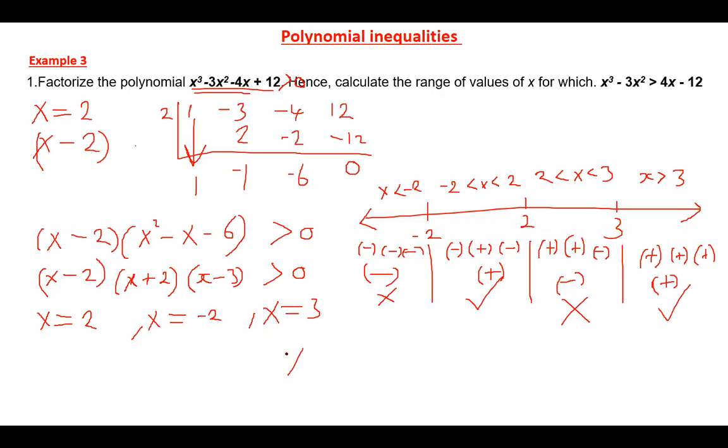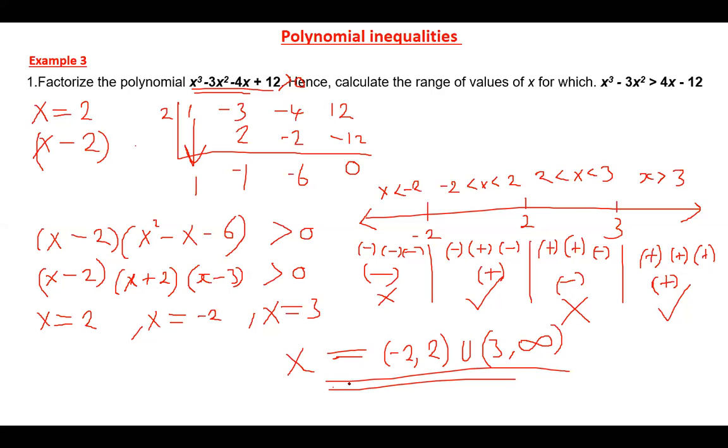So now how you conclude is you say therefore the value of x is equal to, if you want you can write them in set builder notation, but I like it when it's in interval notation. So it's going to be negative 2, comma 2, like that. Then you say union, this would be 3, comma infinity. So this is how you conclude. So that is basically the final answer for this question.